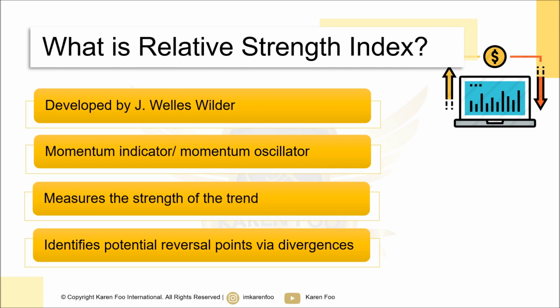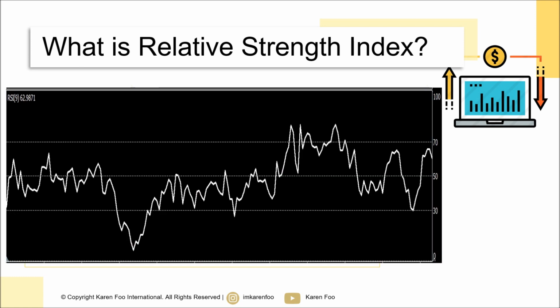What it does is identify potential reversal points and also divergence. It can also help you identify the strength of the trend, depending on which point the RSI gives you the signal. So basically, RSI looks like this. I'm going to go into detail later on. And normally, you will find this indicator at the bottom of the chart.